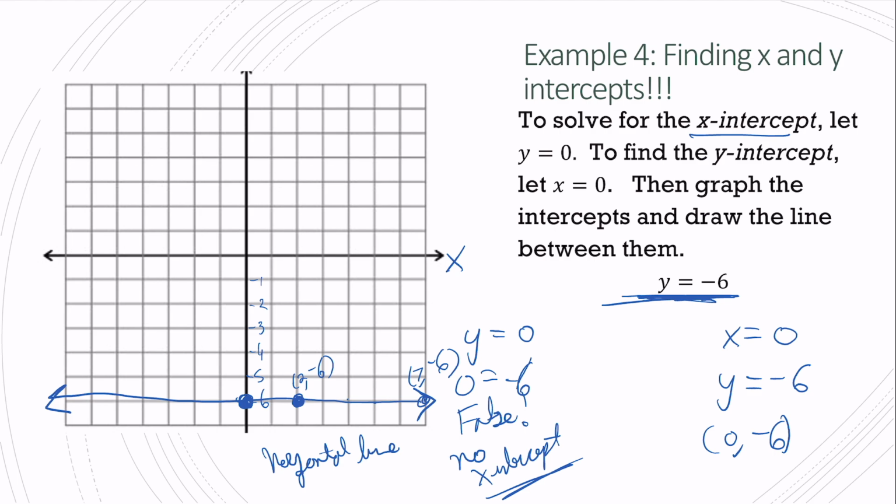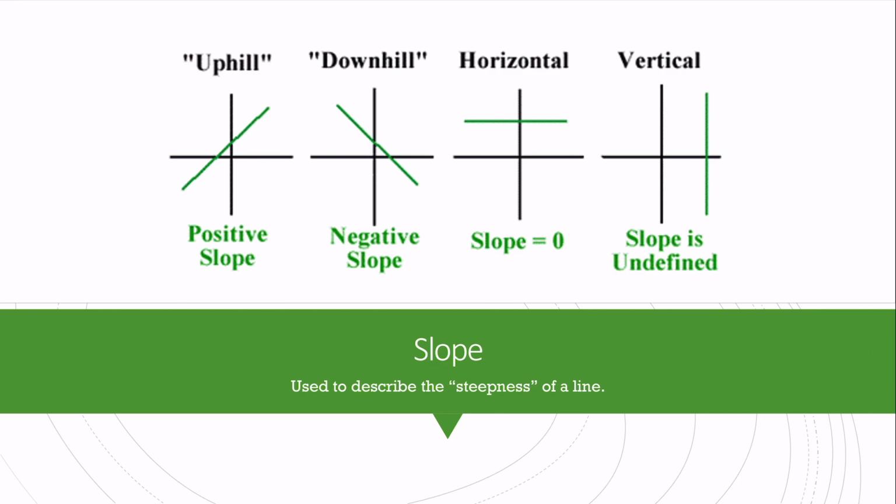The 4 lines we've just graphed were all linear equations, but there was something different about all of them. What was different about them was their slope. So when I talk about slope, we've got 4 different types. We have positive slope, that's when my graph looks like it's going uphill. We have negative slope, that's when my graph looks like it's going downhill.